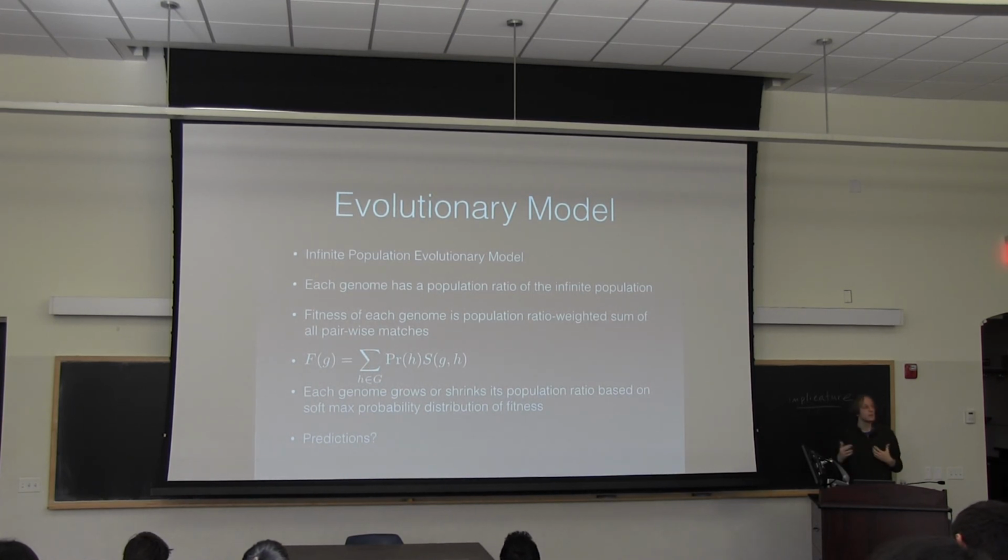Then we can compute the fitness of each genome by looking at all pairwise matches between them and other genomes, weighing that by how many of each agent there are. So we get a total fitness by summing up all the interactions they have with everyone in this infinite population. Then, given that fitness, we probabilistically grow and shrink their ratio in the world based on how well they did. So those with much larger fitness than everyone else will reproduce a lot more, and their ratio in the infinite population will grow. So what are people's predictions about what will happen here? We run this model.